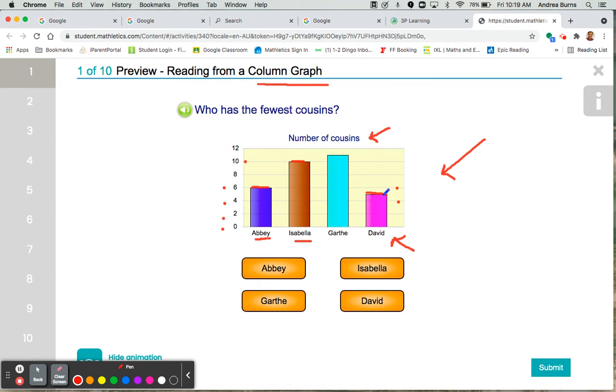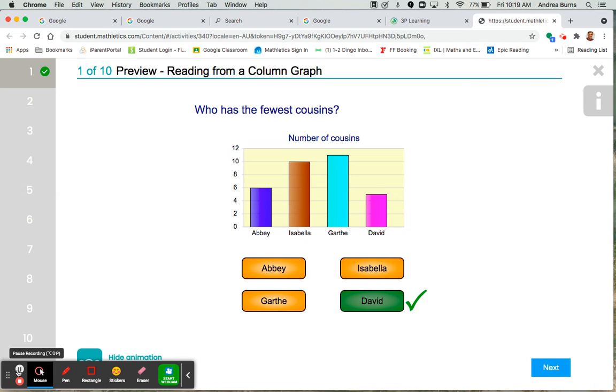So I wonder if you can work out what is between 6 and 4. And the answer is, and let me write this in a very average way, 5. David's actually got 5 cousins because it's between 6 and 4. So the correct answer here is actually David. And there you go, David is the correct answer.